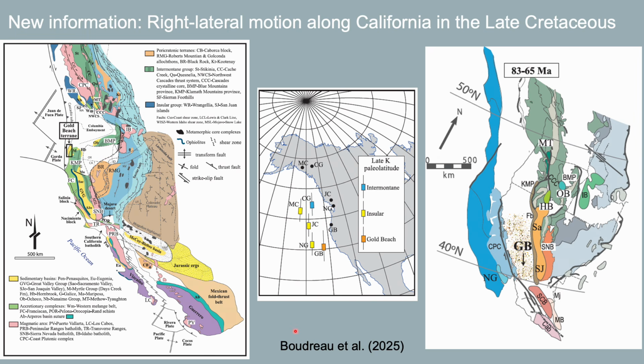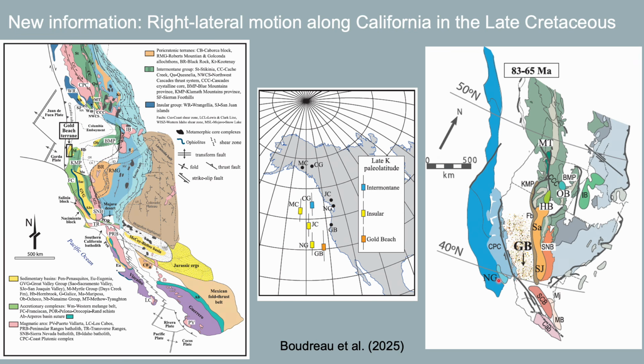A nice study by Erica Boudreau et al. in 2025 adds another piece of paleomagnetic data, the Gold Beach terrane, which is here. What's interesting about the Gold Beach terrane is it's a little bit that got left behind. It's currently located offshore Oregon, but if you look at its paleomagnetic signature, it must have started in southernmost California. So here it is on the right-hand side, starting in Southern California, and it has the tidal signatures that are consistent with starting in that orientation.